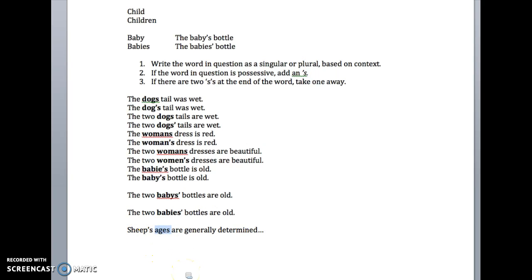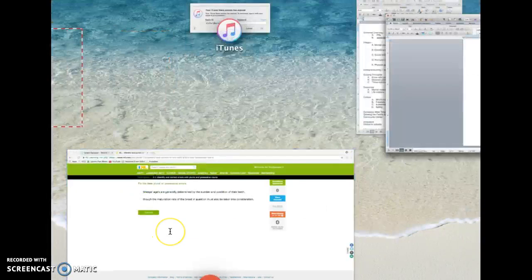Okay, for ages, there are plural ages, so we're going to do that. And if it's possessive, add an s? Well, no, they don't. It's not possessive. The ages don't have anything. The sheep have ages, but the ages, no go. Another way to tell is if there's a verb after the noun, you know it's not possessive. So this should be the correct answer.